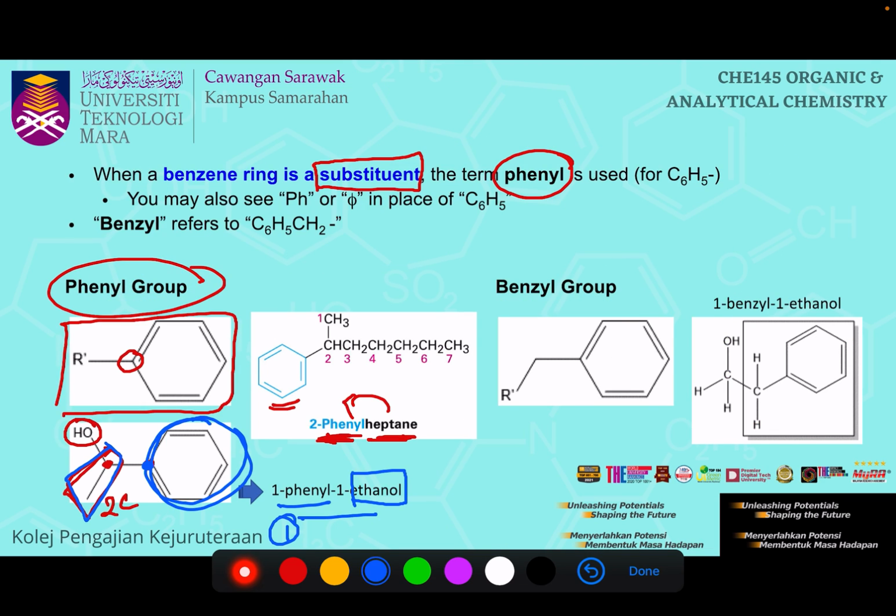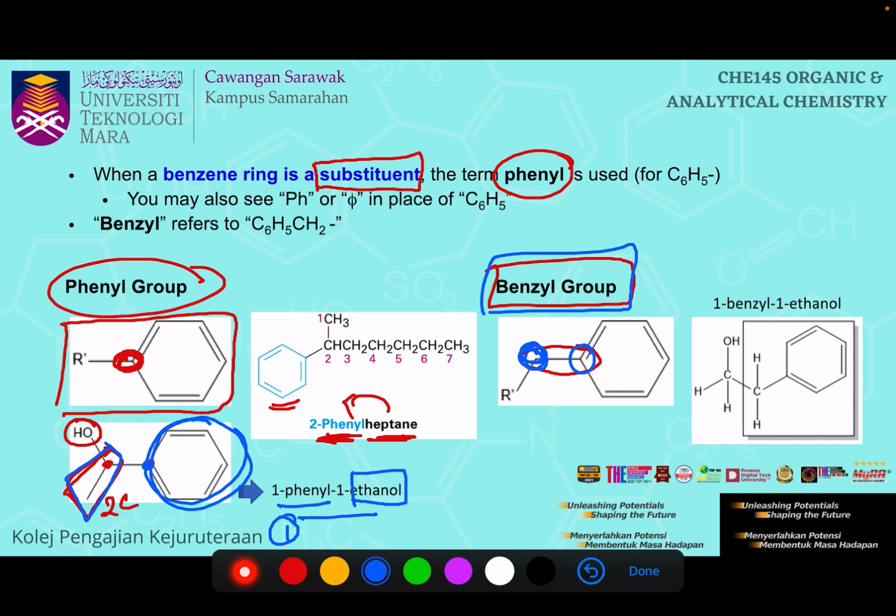Now we have the benzyl group. What is different with the benzyl group is this part. If you notice, in the previous one the carbon chain is attached directly to the benzene ring, but here the benzene ring is attached to another carbon. If it is not directly attached to the chain, this is a benzyl group. It must have this carbon here, and then you see the benzene ring. This is a benzyl group, and it is a substituent as well.